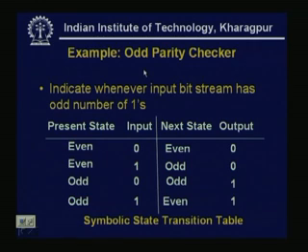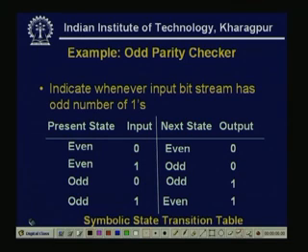Now the parity checker here is the odd parity checker. It indicates whenever the input bit stream has an odd number of ones, that means it will generate a one output whenever an odd number of ones exist in the input. So if we represent the state transition table or state diagram, which we learned last day, then if the present state is even and the input has come as a 0, then the next state is also even and the output is a 0.